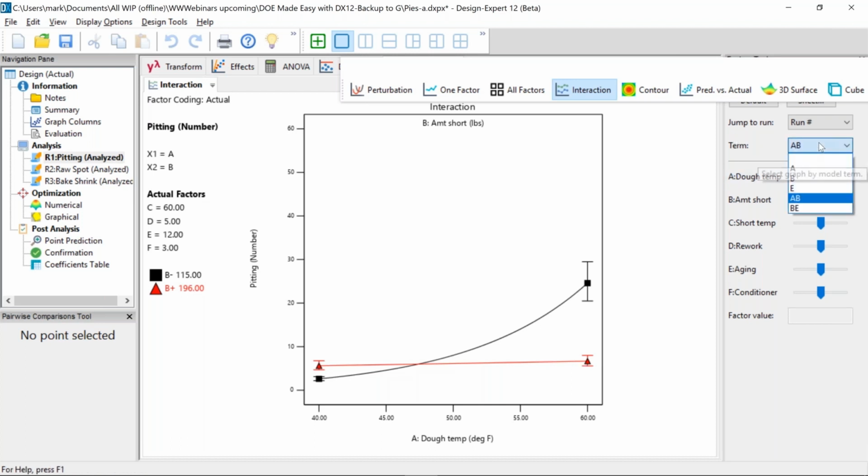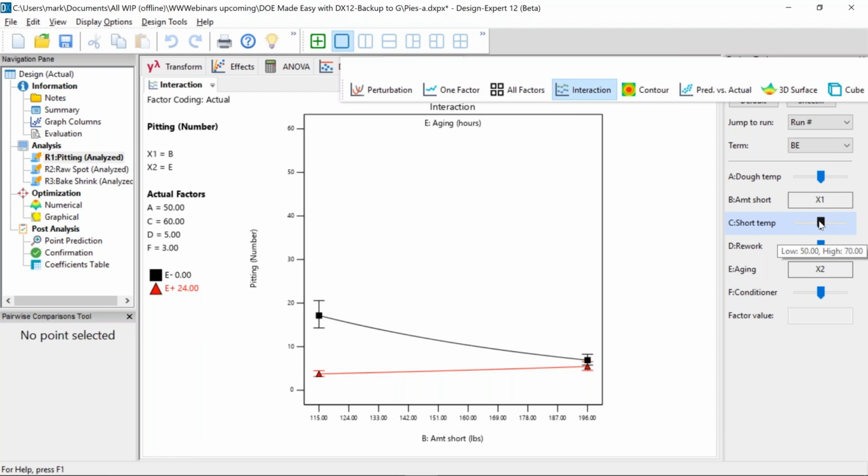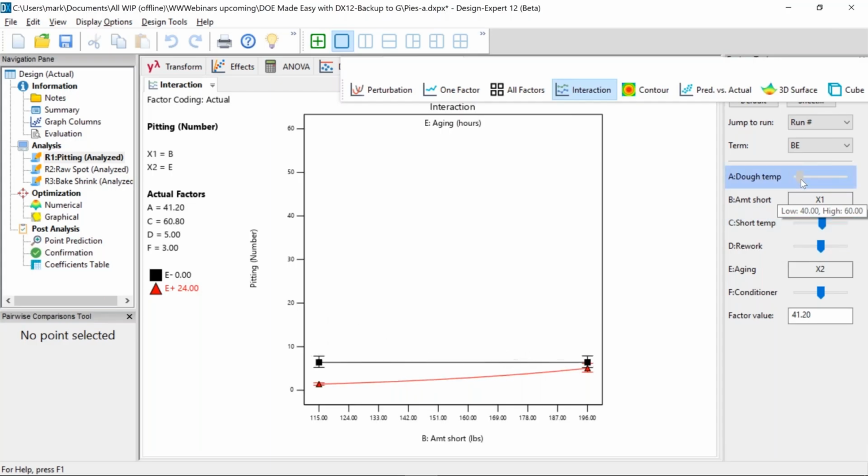Then over here on the right, we have other possibilities. We've got also the BE interaction. Now, if we go ahead and move the amount of shortening down, we want the dough temperature. Okay, look, we can see that if we move the dough temperature down, then we get all our results in terms of this interaction of amount of shortening and aging, falling below the pitting. So we have a very dynamic situation here because of the two-factor interactions, and they're linked. And so we get a very dynamic interaction.